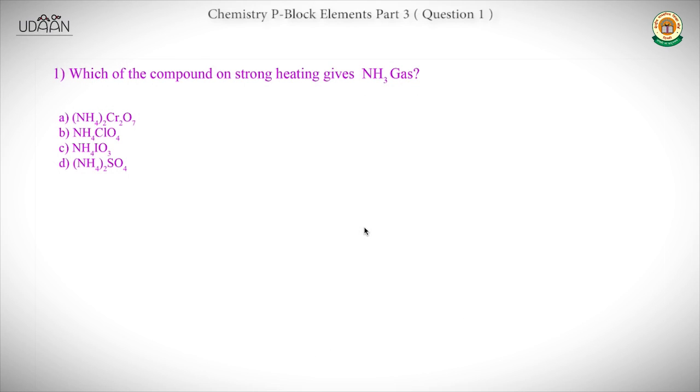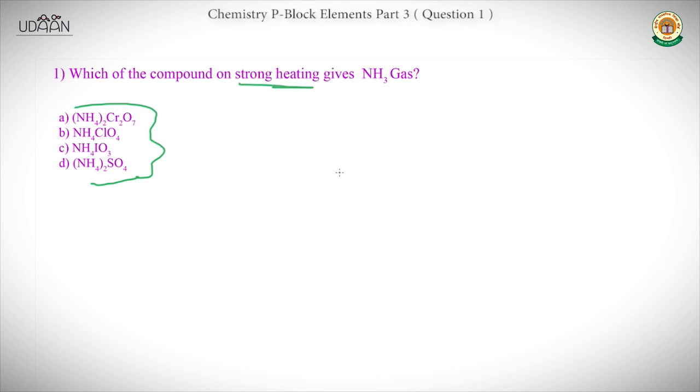Okay Sohail, let's try this beautiful question. In this question we have to find that among these 4 compounds, which is ammonium dichromate, ammonium chlorate, ammonium iodate and ammonium sulfate, which on strong heating gives ammonia gas. Firstly, from the options we can see that all these compounds are ammonium salts. Everywhere there is ammonia, so we should think about the heating effect, because strong heating is given, so we should think about the heating effects of ammonium salts.